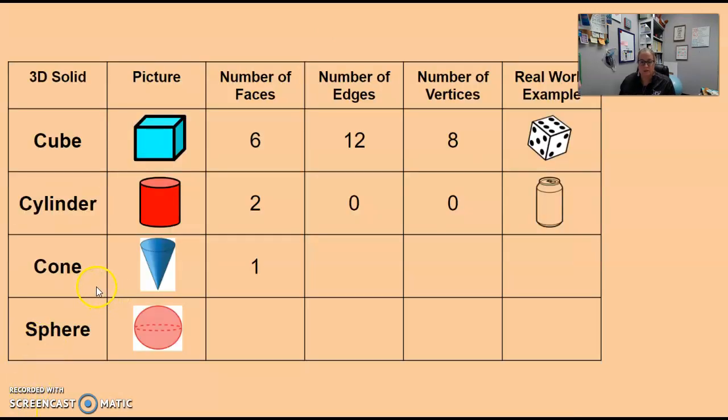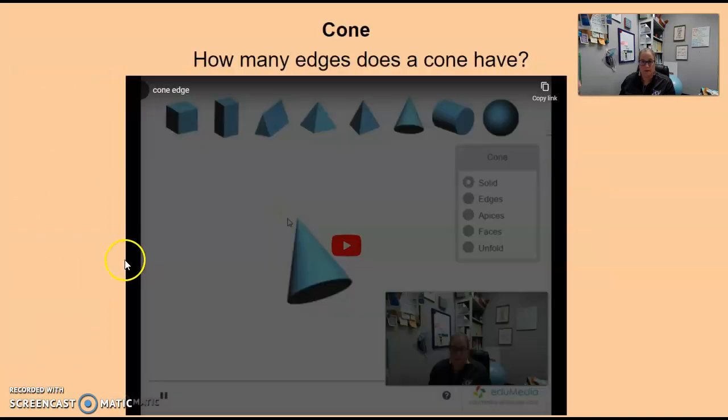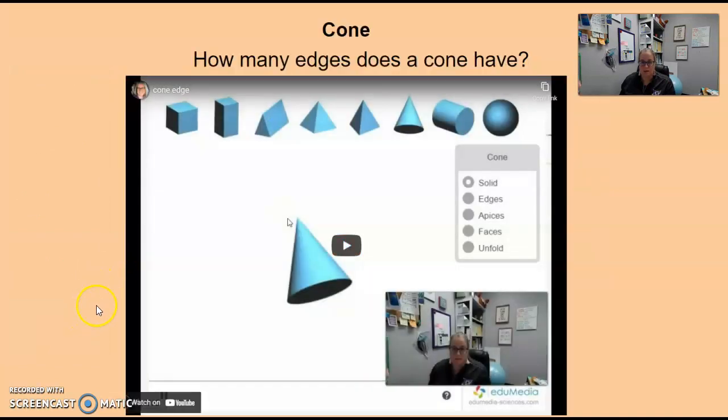So like we've been doing all week, let's go ahead and fill in our anchor chart. So we have our word cone. We have a picture of a cone, and we just learned that a cone has one face. Now let's look at how many edges a cone has.